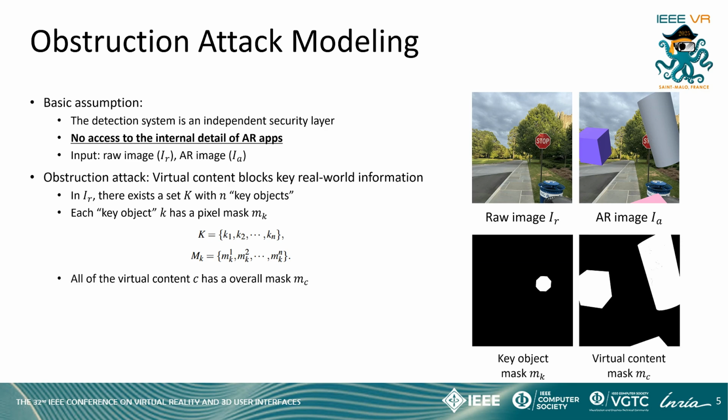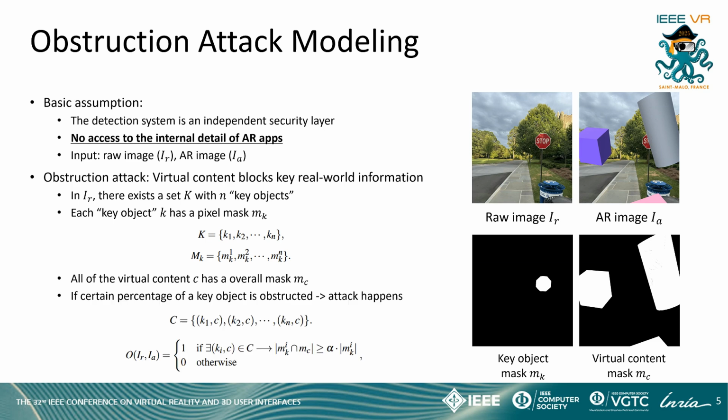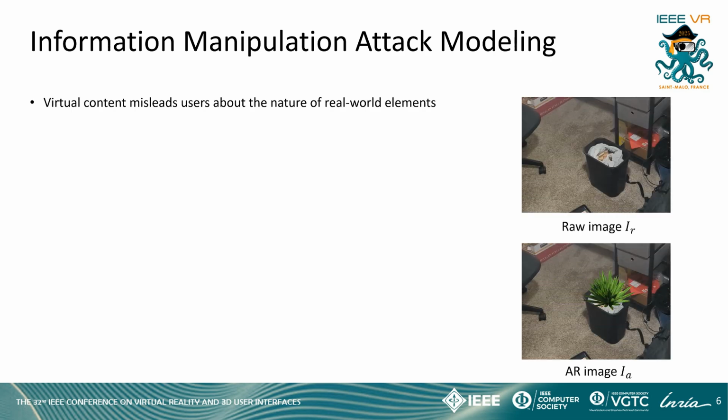Meanwhile, in the AR image, the combination of virtual content has an overall mask. We can compare the virtual content mask and the key object masks. If certain percentage of any key object is obstructed, we consider that in the AR scenario there is an obstruction attack. Another kind of more complex attack is information manipulation attack. The real-world element is not directly blocked, and instead manipulated in a more subtle way.